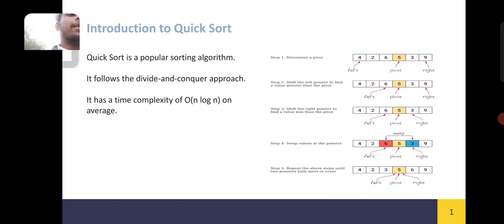Step 1. Determine a pivot. Take an array and select the pivot element. Step 2. Shift the left pointer to find a value greater than the pivot. Step 3. Shift the right pointer to find a value less than the pivot. Step 4. Swap values at the pointers. Step 5. Repeat the above steps until the two pointers meet or cross.